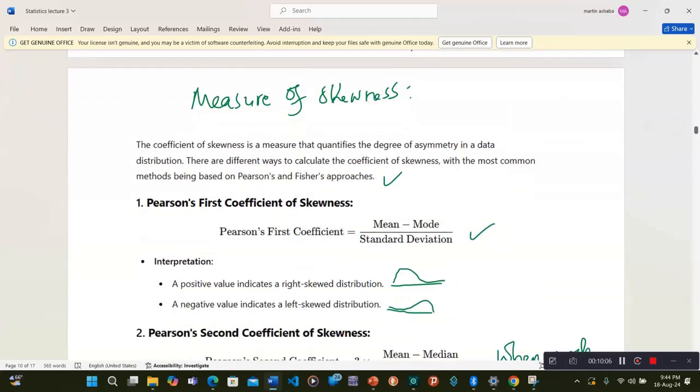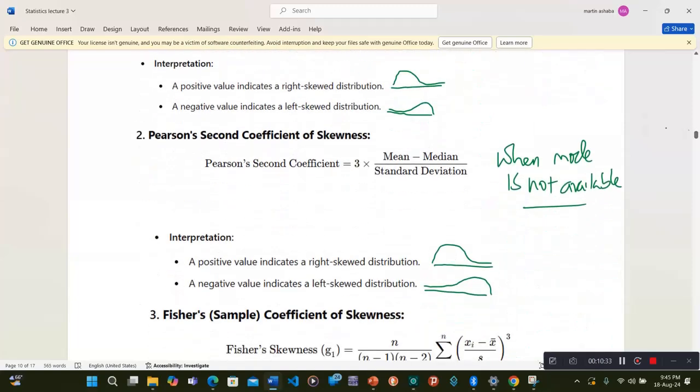Measure of skewness using a coefficient of skewness. We have Pearson's first coefficient of skewness. This is determined by this formula, and it is used only when you can determine the mode. If you can't determine the mode, then you resort to Pearson's second coefficient, where you are able to calculate the median. So if you are able to calculate the median, then you'll be able to get Pearson's second coefficient of skewness.